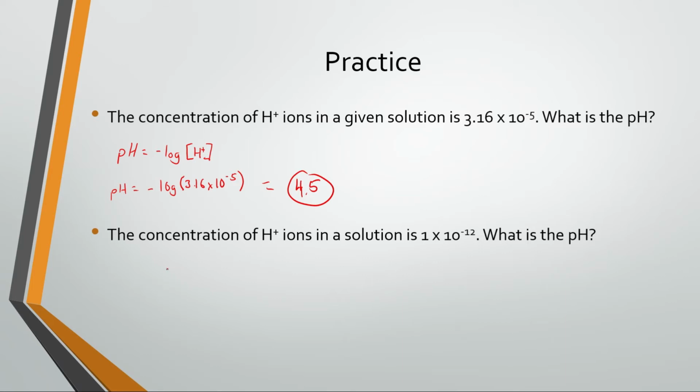The second question says the concentration of hydrogen ions in a solution is 1 times 10 to the negative 12. What is the pH? And so same thing, we'll just do pH equals the negative log of 1 times 10 to the negative 12. And in this case, that is going to give us a pH of 12.